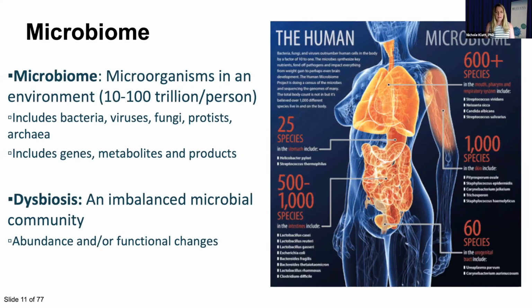I like to give the fun dinner party fact that the average adult has 5 to 10 pounds of bacteria in their gut. So there are more bacterial cells in your body than human cells, and far more genes from your microbiome than there are genes from your own human cells. The word dysbiosis we use a lot, and this is when you have an imbalanced microbial community. This can be an imbalance in either function or abundance of the microbial communities.